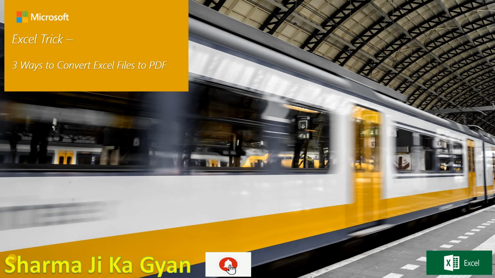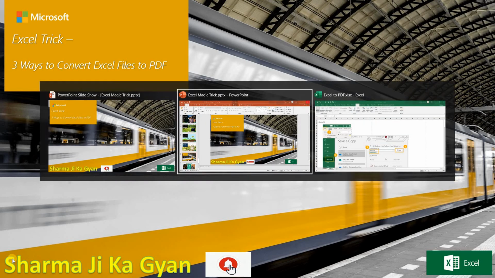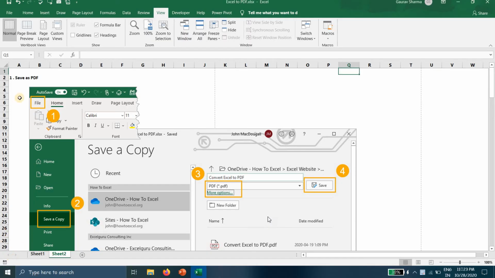Today we are doing the Excel trick: 3 ways to convert an Excel file to PDF. So first is Save as PDF. We can save the file as a PDF.